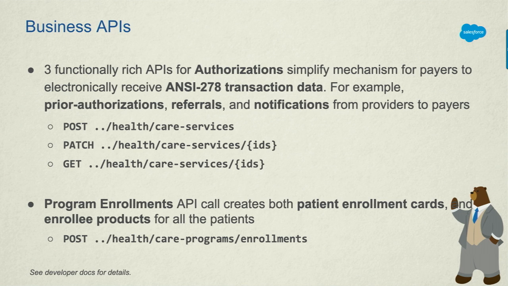The fourth one we briefly touched upon earlier is the Program Enrollment API. This is also a RESTful API. A single API call can accept multiple records and create patient enrollment cards and enrollee products in the single API call. All the business logic is embedded within the APIs.